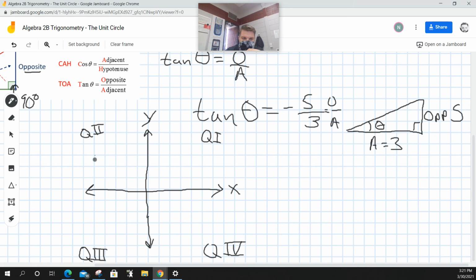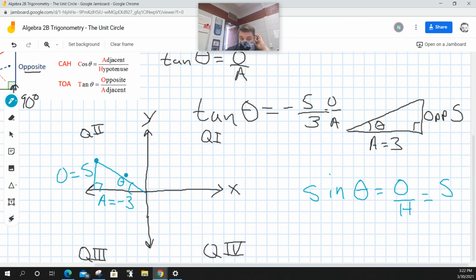So that means that my right triangle, let me change the color on that so you see it a little better, lives right here. This is my right angle, and theta lives right here. Now we got to think in terms of x and y. I'm going in the negative x direction, so my adjacent is -3. My opposite is going in the positive y direction, so my opposite is equal to 5. So what does that tell me about sine? Well, sine of theta is the opposite over the hypotenuse. The opposite we know is +5, and the hypotenuse will have to be positive too, but I don't know what it is yet. So how do I find that?